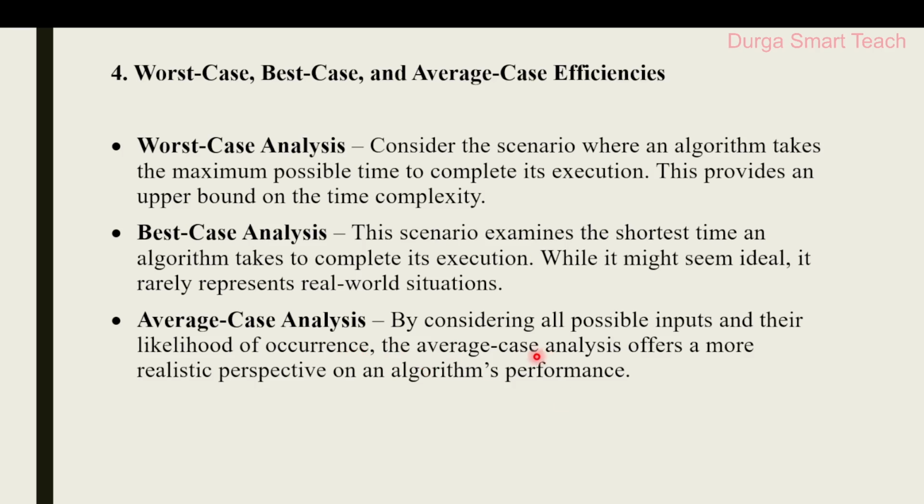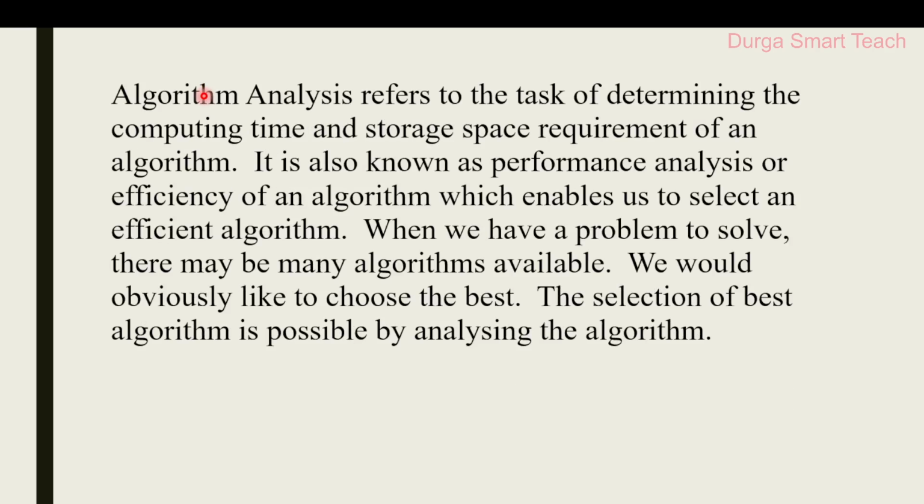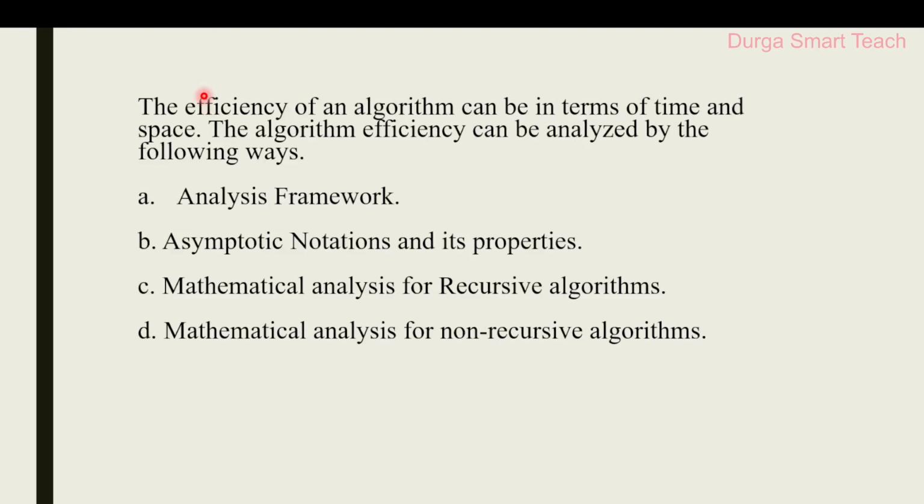Okay, by using these, we can define that if the algorithm takes more time, that is worst case. If it takes less time, we can say that is best case analysis. And if it takes time in between best case and worst case, we can say that is average case analysis. By using these four, we can say whether the algorithm is efficient or not. So that is the analysis framework.